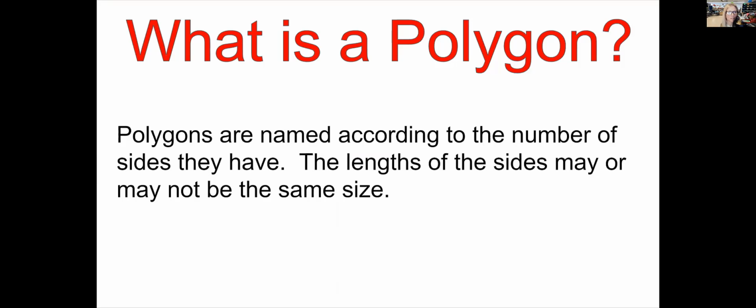A polygon is named according to the number of sides it has, and the lengths of the sides may or may not be the same. So there are many different types of polygons that we're going to discuss. Try to really remember them, because you always need to know what polygons are by just looking at the sides and counting them.